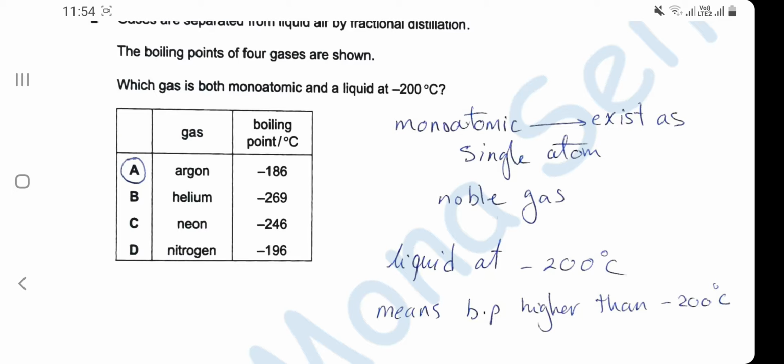We have three other answers. They are all monoatomic gases, but this gas is liquid at -200. So its boiling point is higher than -200. The answer here, argon, has a boiling point of -186, which is higher than -200. So the only correct answer here is argon.